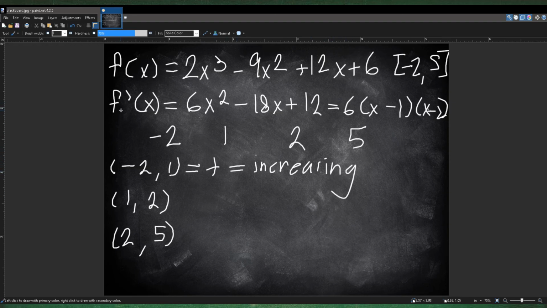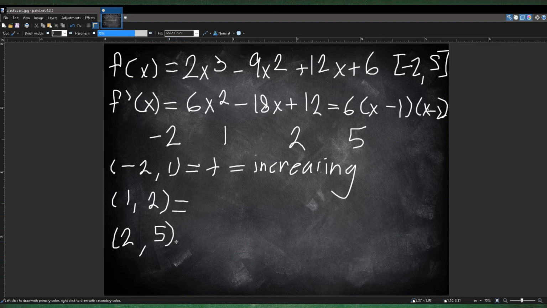Since the derivative is positive, it's increasing. It's not saying the derivative is increasing at that point. It's saying that the original function, f of x, not the derivative, is increasing. If the derivative is positive from -2 to 1, then f of x is increasing from -2 to 1.